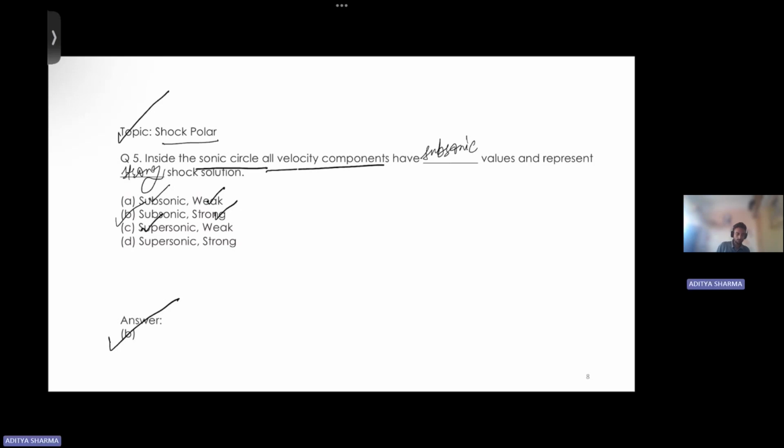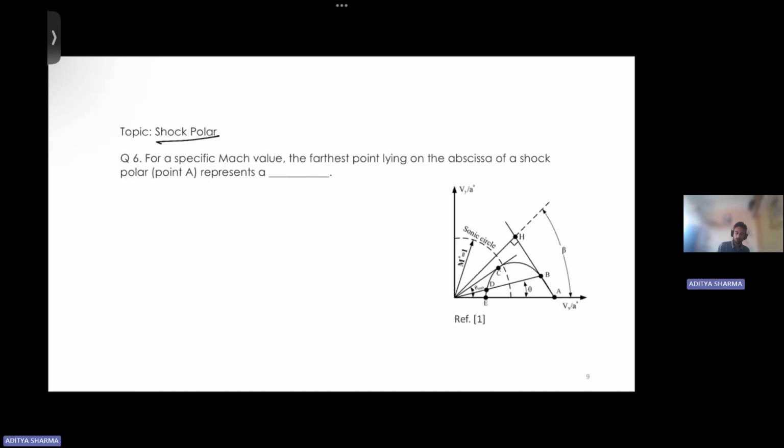Now the topic was shock polar, right? So we have already done 5 questions on shock polars. Now let's see the next question. Question number 6. This is again on shock polar, right? So here we have this diagram. This diagram is from videos, either lecture 18 or 19, right?